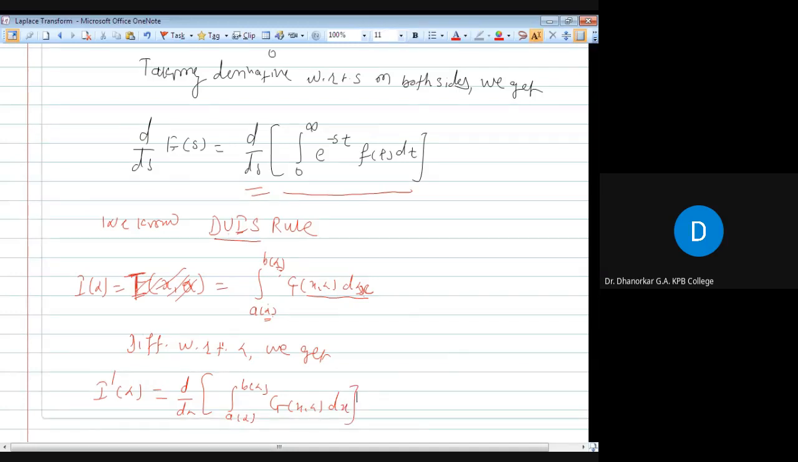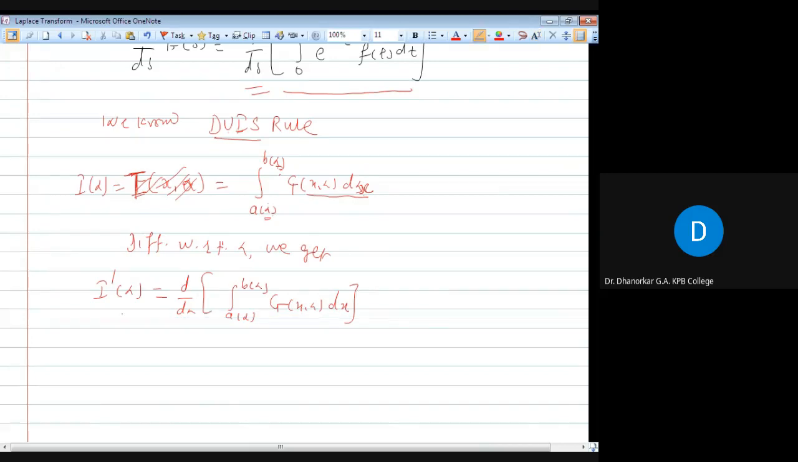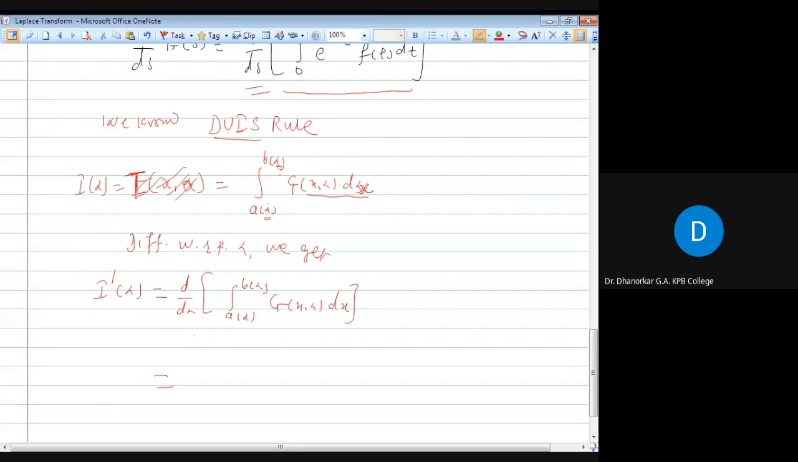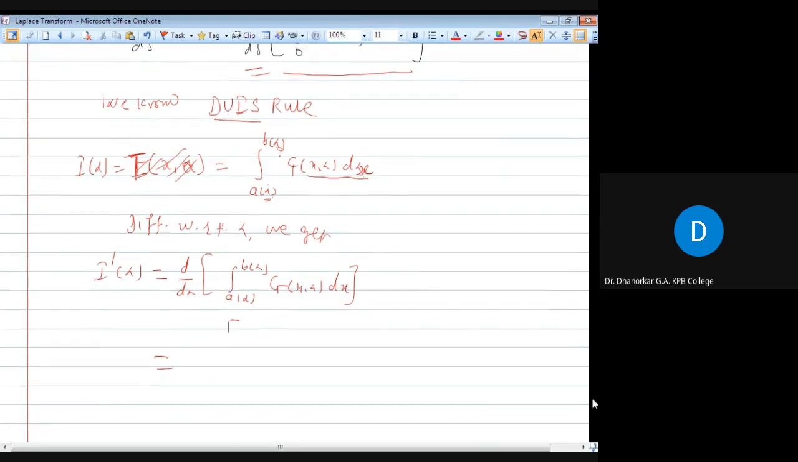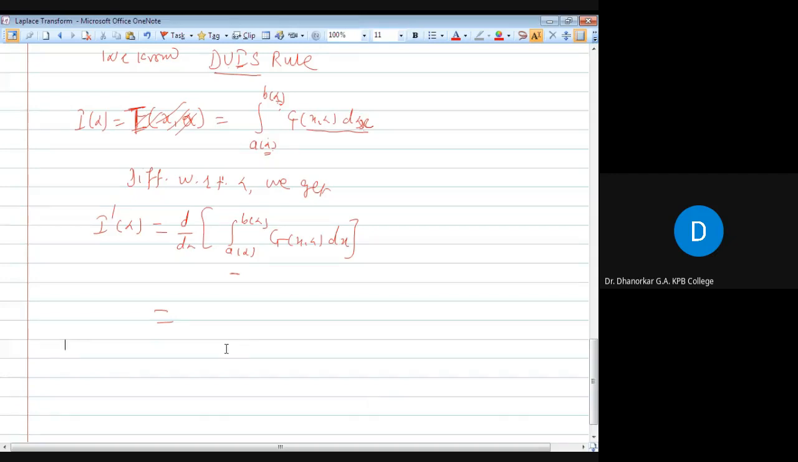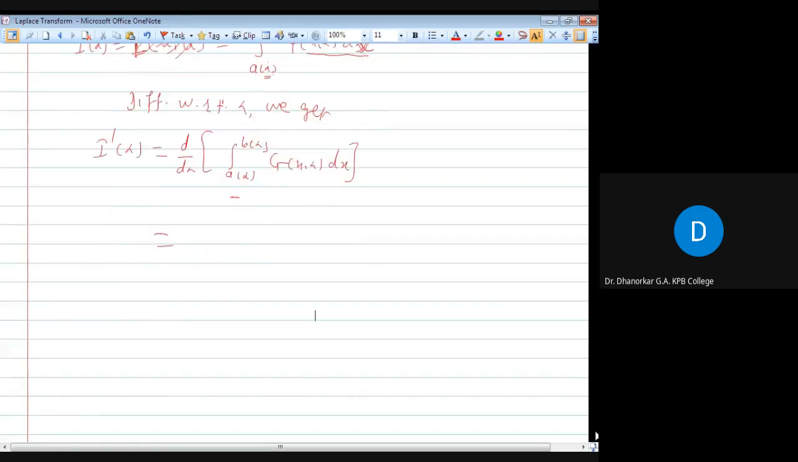What I am telling here is the rule for this DUIS. What is DUIS and what is this rule? If we are to find the derivative of this integration, we have to find the derivative under the integral sign, means differentiation under integral sign. That's why this is called DUIS, differentiation under integral sign. If you go through some book from integral calculus, you get this proof. In Google also you can check this.